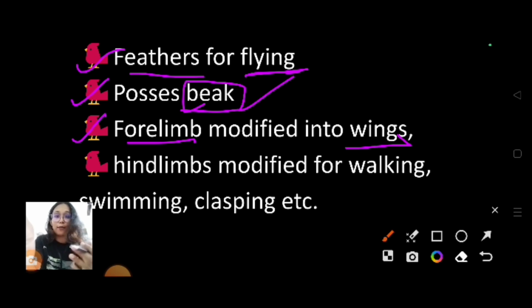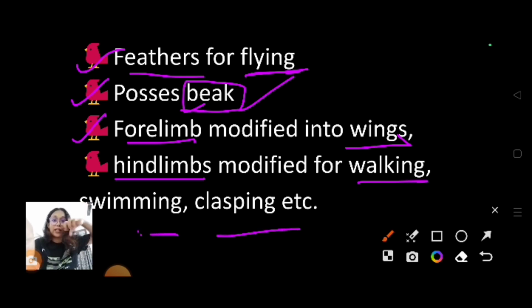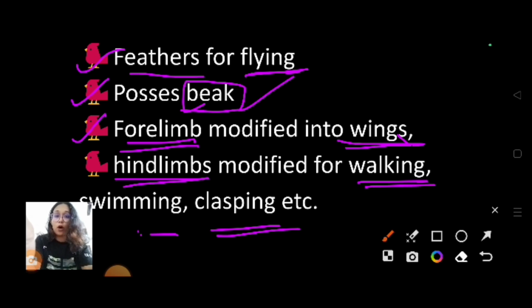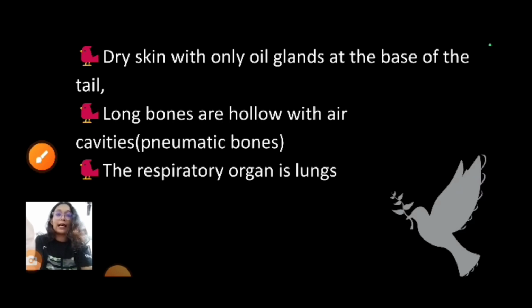And forelimbs are modified to wings, and the hind limbs are modified for walking, swimming, clasping. Clasping means holding the branch like this. They used to hold the branch, no? So that is clasping. Is it clear? Alright. Forelimbs modified to wings, hind limbs modified for walking, swimming, clasping, etc. Okay, then moving on to the next slide.